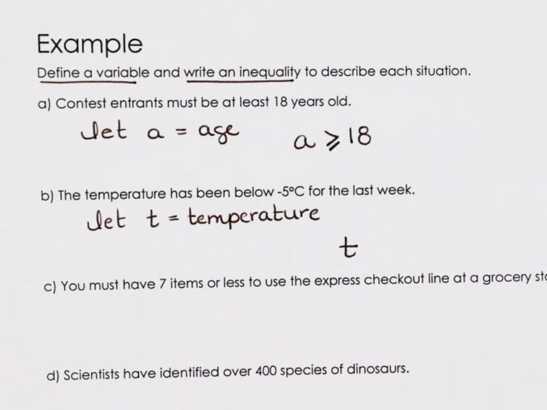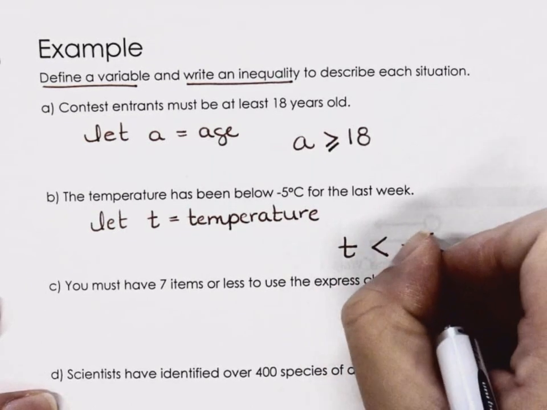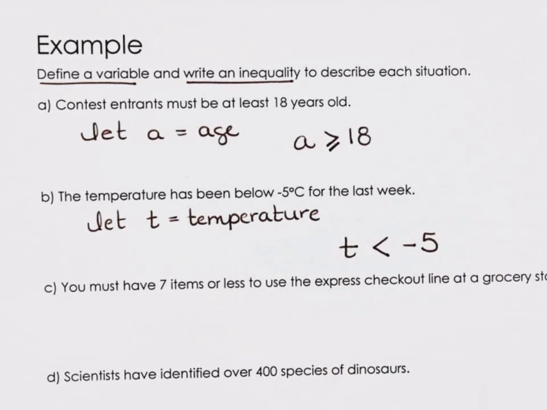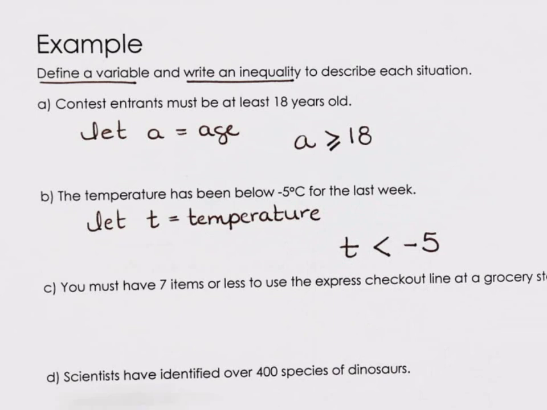So is temperature greater or less than -5? If it's been below, less. Now, does it equal -5? All it says was that it was below. It didn't say it hit -5, it said it was below. So we're just going to leave our inequality like that.